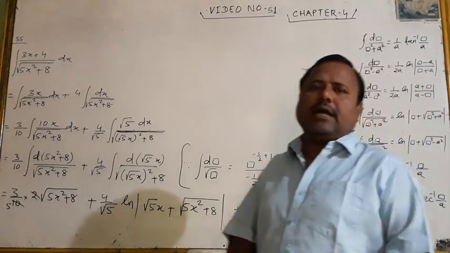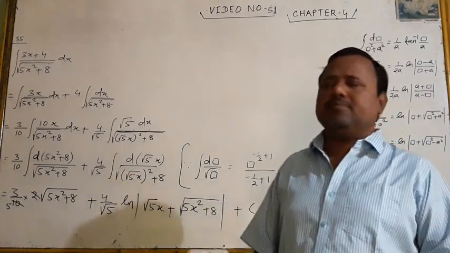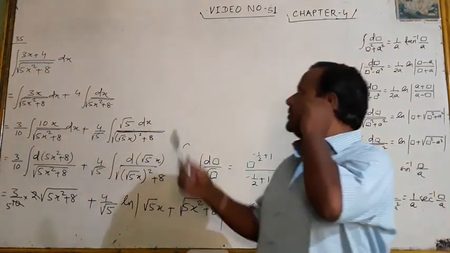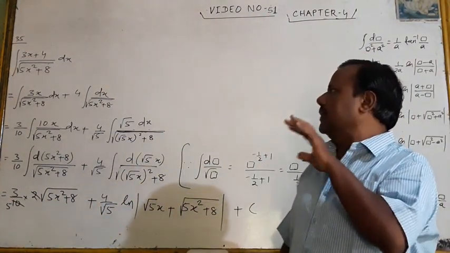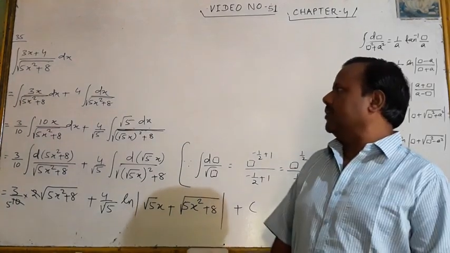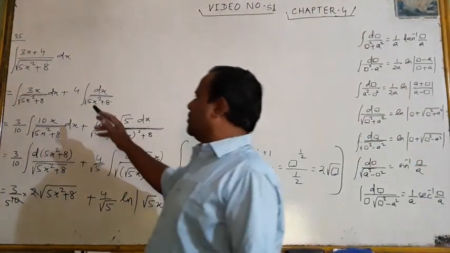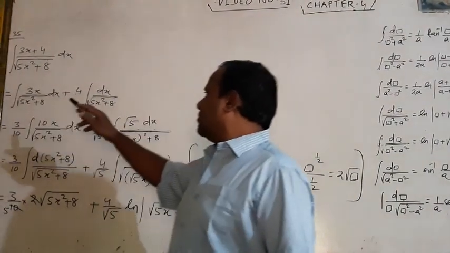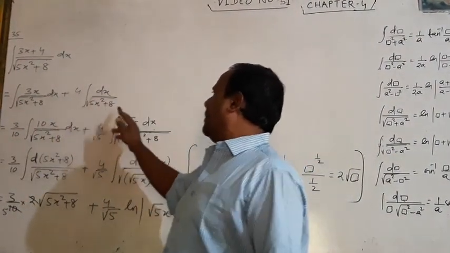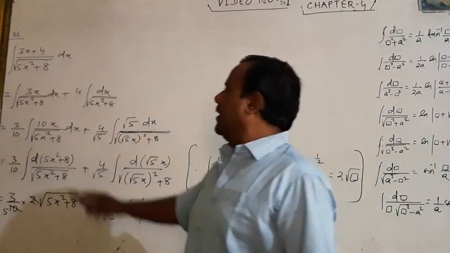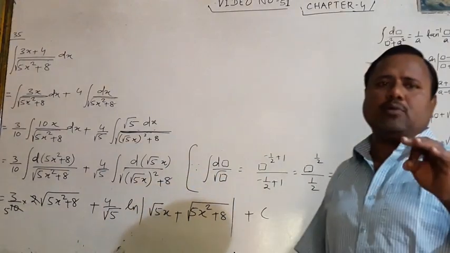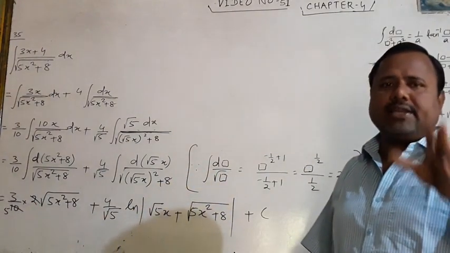In this video, I will discuss the rest of the problems of linear by quadratic root over. Here it is linear by quadratic root over. When this type of problems comes, you have to separate them. This is 3x by root over 5x square plus 8, plus 4 by root over 5x square plus 8. And mind it, it is a pure quadratic. In that case, you have to adjust the derivative in a very easy way.